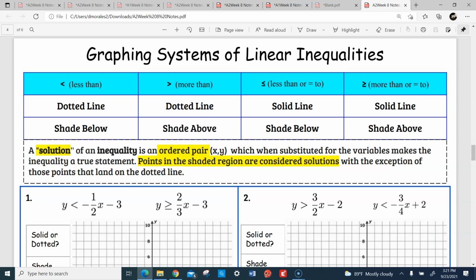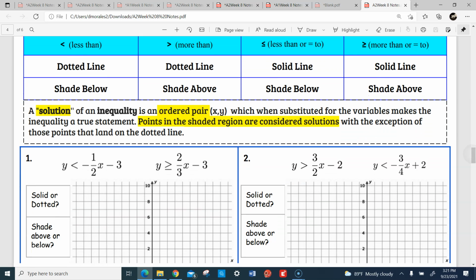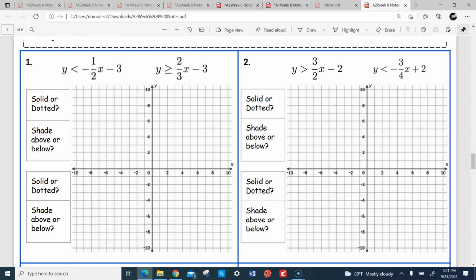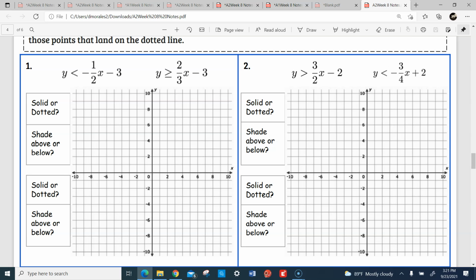Today we're going to be graphing two inequalities, or what we call a system of inequalities, on the same grid. And we're going to be using the same methodology we used yesterday. So without further hesitation, let's just jump right into it.